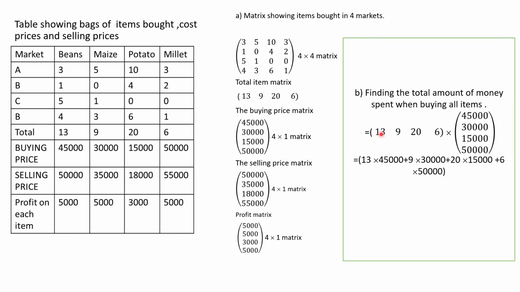And then come 13 times 45,000 plus 9 times 30,000 plus 20 times 15,000 plus 6 times 50,000. Here, that is it. Then here we get our answer as 1,455,000. But respond to the task, give a conclusion. Say spent 1,455,000 on all items.